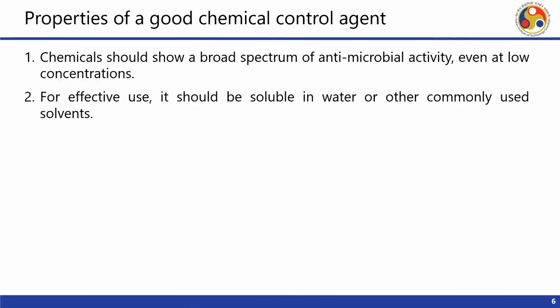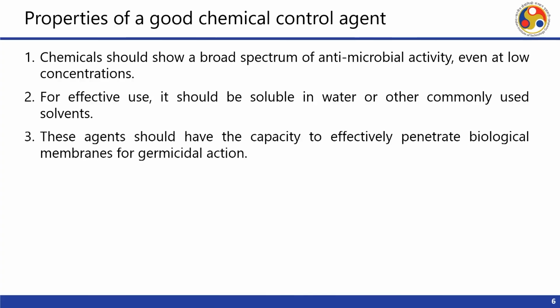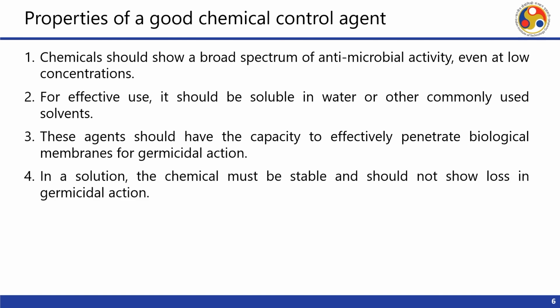Now, all these chemicals that we are going to discuss today have certain properties which make them good chemical control agents. So, what are these properties? Number one, the chemicals should show a broad spectrum of antimicrobial activity even at low concentrations. For effective use, it should be soluble in water or other commonly used solvents if not water. These agents should have the capacity to effectively penetrate biological membranes for germicidal action.